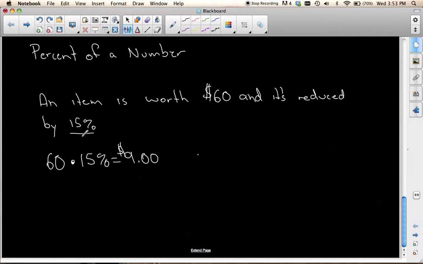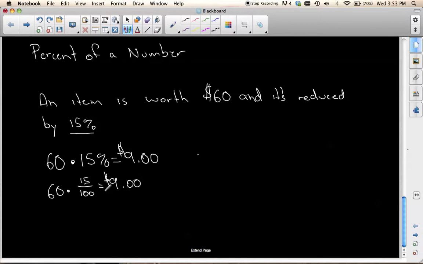I can also go and be like, well, 15% is the same thing as 15 out of 100. So I could go and write it as 60 times 15 over 100. And it'll also give me $9.